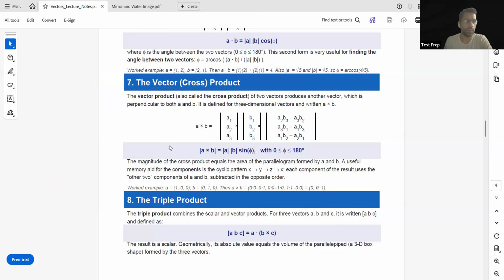Now, cross product. Vector product, cross product of the vector which is perpendicular to both A and B. This is defined as a three-dimensional vector A into B. Now, cross product we will find when we have a three-dimensional figure A, B, and C. And now there is a difference.